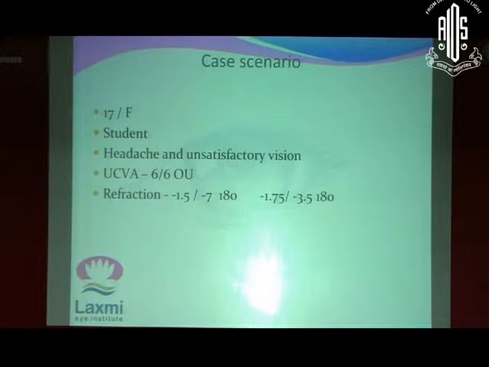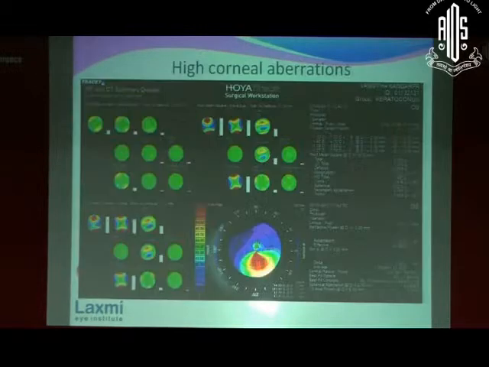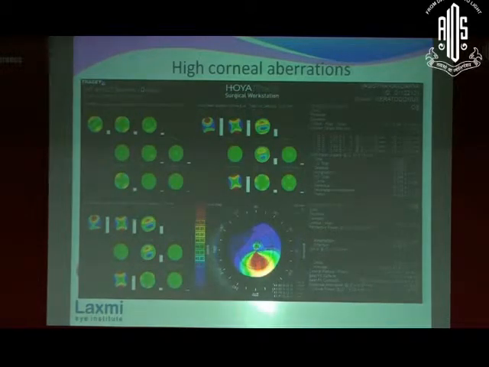Let's come to this case scenario. This is a 17-year-old female student who came to us with just a complaint of headache on and off and unsatisfactory vision. Her uncorrected visual acuity, mind you, is 6/6 in both eyes. However, the refraction was quite funny. It revealed scissoring reflexes, and the refraction had very high cylinders. We went ahead with the iTrace, which is a very robust aberrometer based on ray tracing technology.